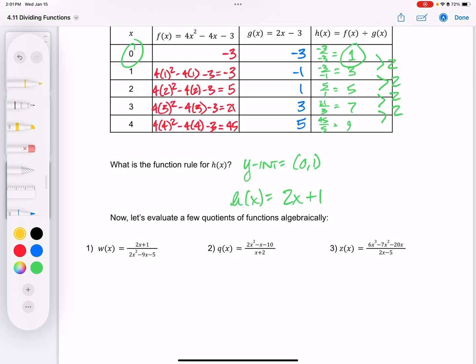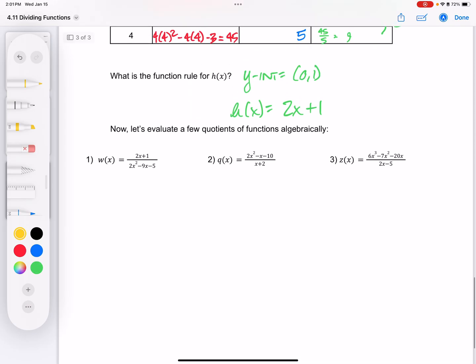All right, last little bit here. Let's evaluate these algebraically. We're always going to factor out the trinomial. Okay, so here I got 2 times 5 is 10. The factors of 10 whose difference is 9, that's going to be 10 and 1. All right, so this is going to be 2x squared minus 10x plus x minus 5. So I can factor out a 2x times x minus 5 and a plus 1 times x minus 5.